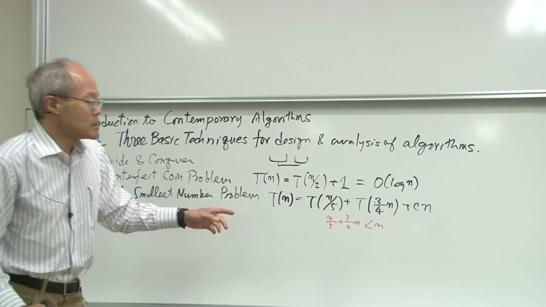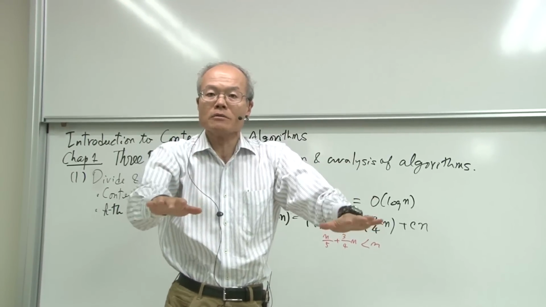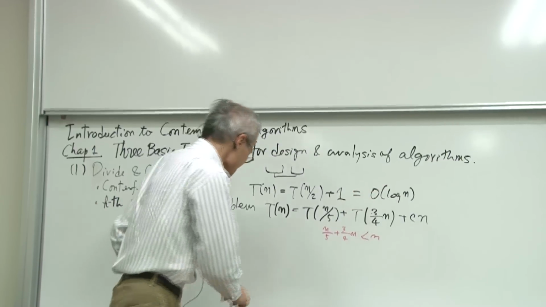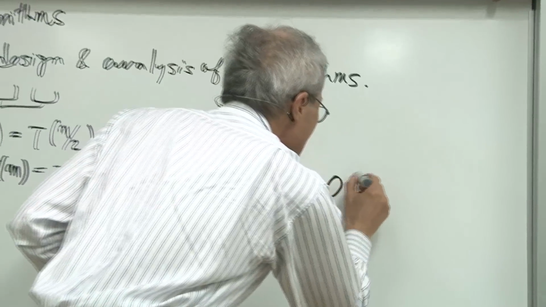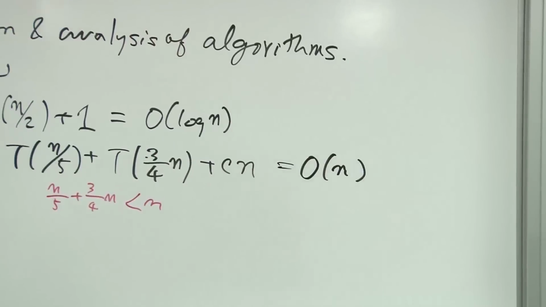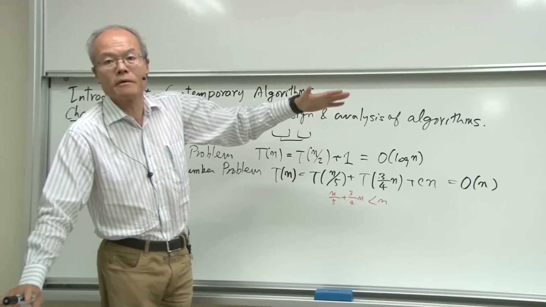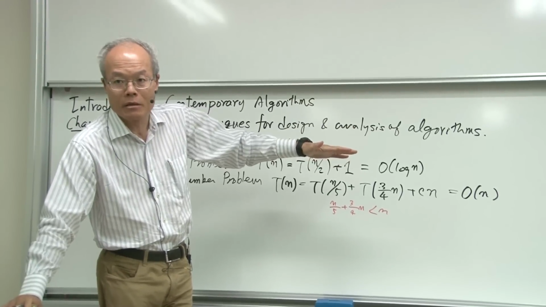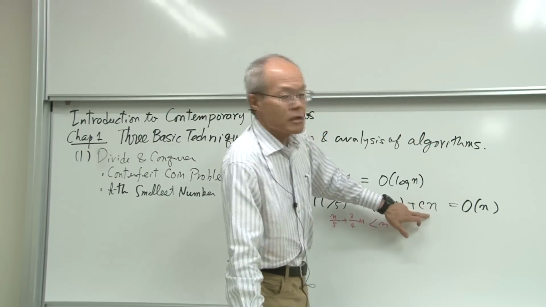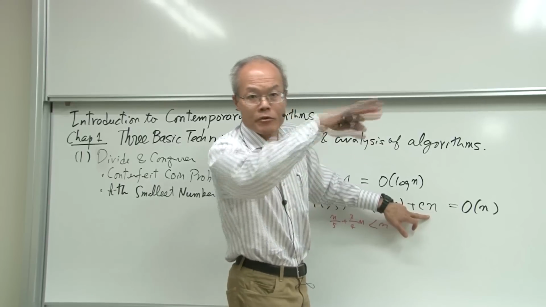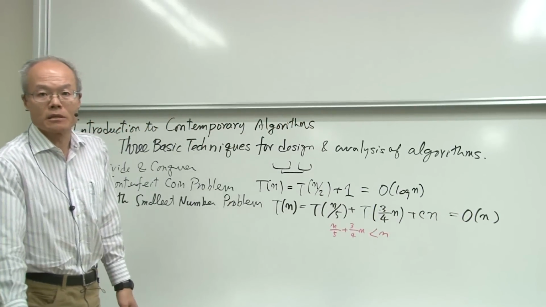That's why the total problem size becomes something like 1/2, 1/4, 1/8, geometrically decreasing. That's why this value becomes linear, because the problem size is getting smaller, something like 1/2, 1/4, geometrically, and that means the total amount of computation is n plus 1/2 n, 1/4 n, geometrically decreasing. That's why this is linear. The total complexity is linear.